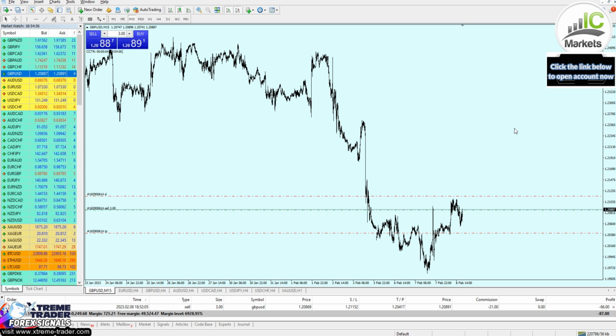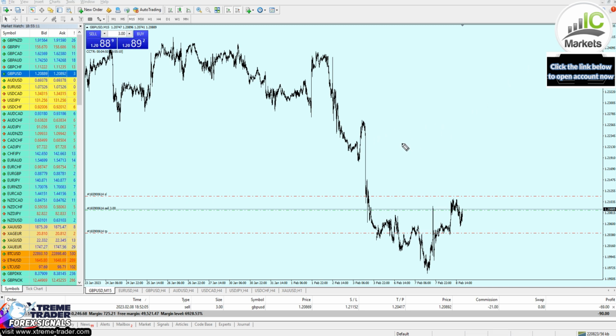How can we spot the setups, and what is the reason for opening the sell order here for the pound USD? All of that, of course, I will explain right now. So first of all, the rules of this strategy. Let me explain it to you.